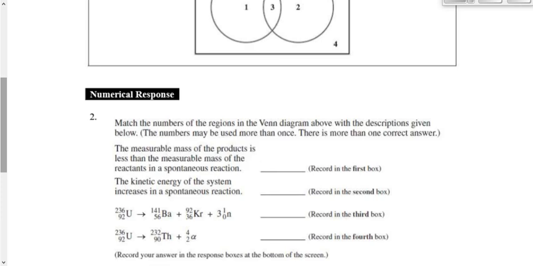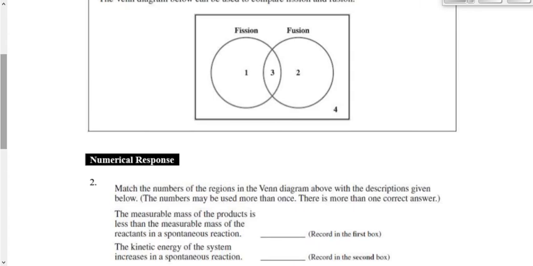The measurable mass of the product is less than the measurable mass of the reactants in a spontaneous reaction. What is that? Fission or fusion or both or neither? 1, 2, 3, or 4? It's going to be 3. That's going to be both, right? We have a mass defect in both cases, and that's why we end up having energy released in both cases.